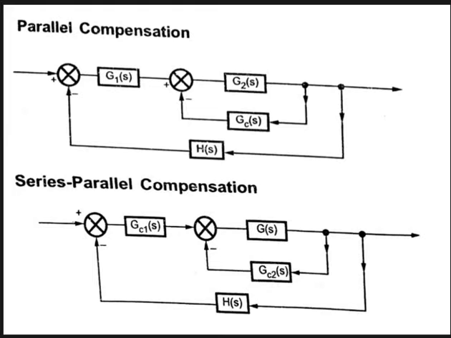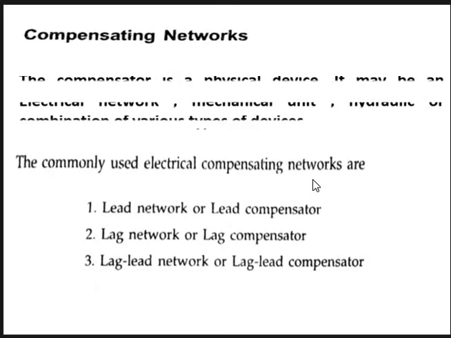Series parallel compensators are a combination of these two. So Gc1(s) is connected here, and Gc2(s) is connected here. So this is a series connection, this is a parallel connection, so that is a series parallel compensator. So these are basically the three types of compensators in control systems.